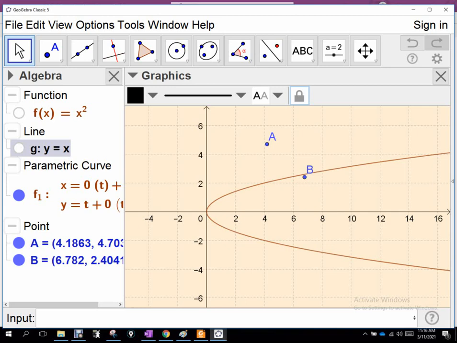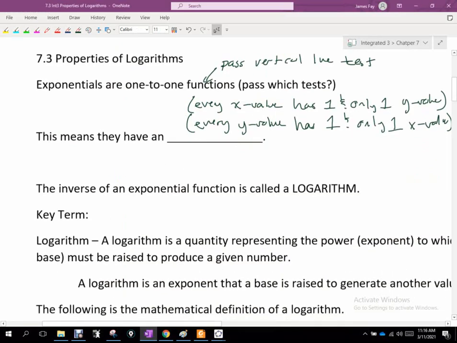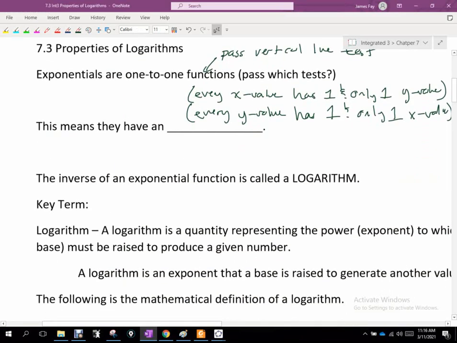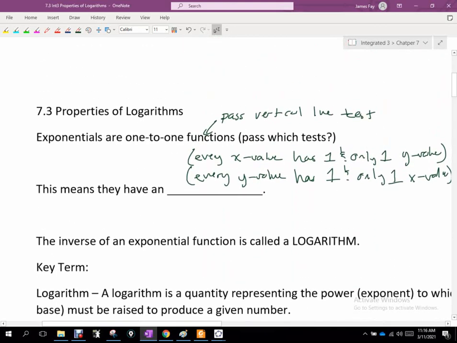Does that make sense? The one thing I need you to understand, though, is that the only types of functions that have inverses are the ones that pass the horizontal line test. Well, our exponential does that. Okay? So here it says this means they have an inverse. Our exponential functions are going to have an inverse.